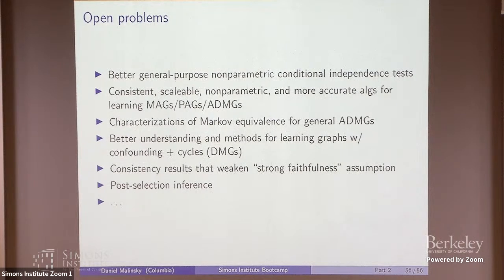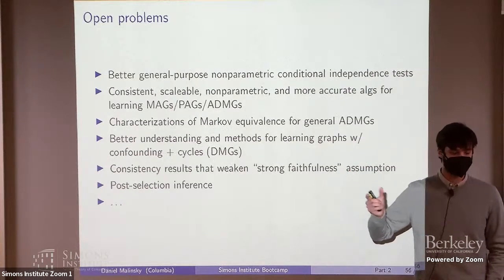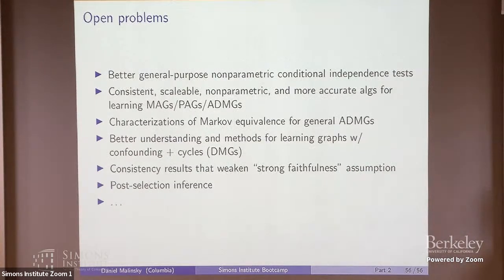or other classes of ADMGs. There are theoretical questions that might help in the search for general ADMGs, about characterizing Markov equivalence for those kinds of graphs. A better understanding of methods for learning graphs that combine confounding and cycles is also really interesting. So these would be directed mixed graphs without the acyclicity condition. There are also open questions about consistency results that weaken the strong faithfulness assumption.